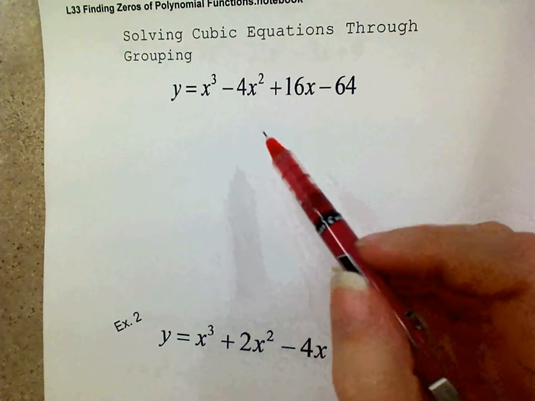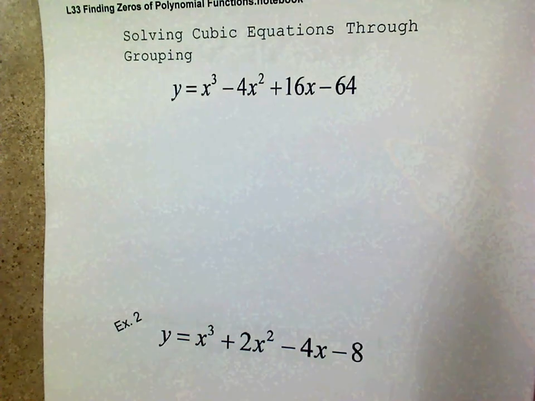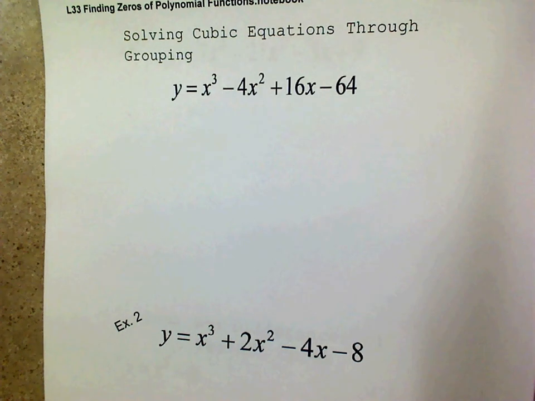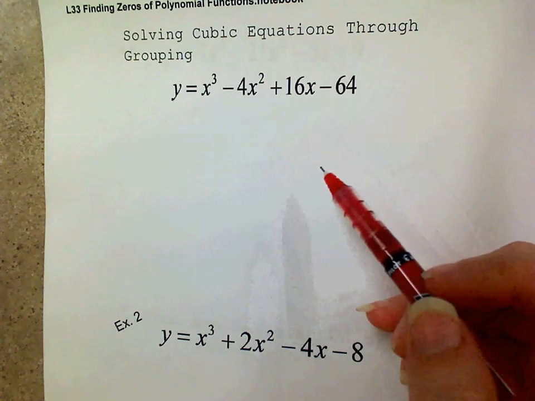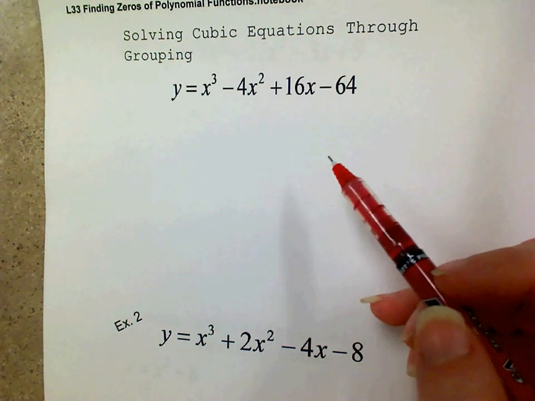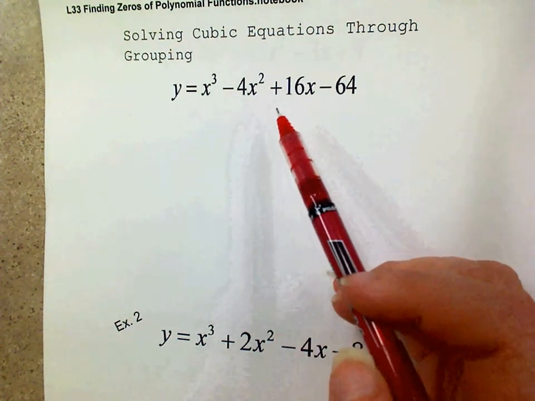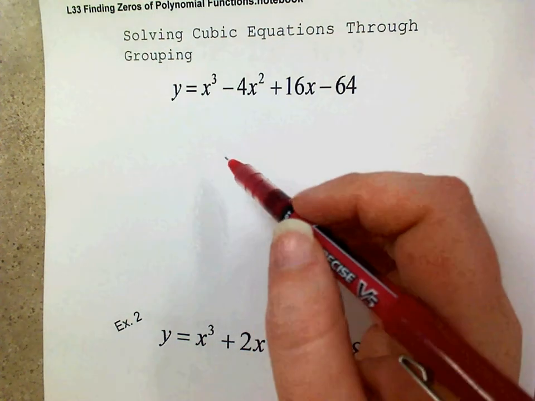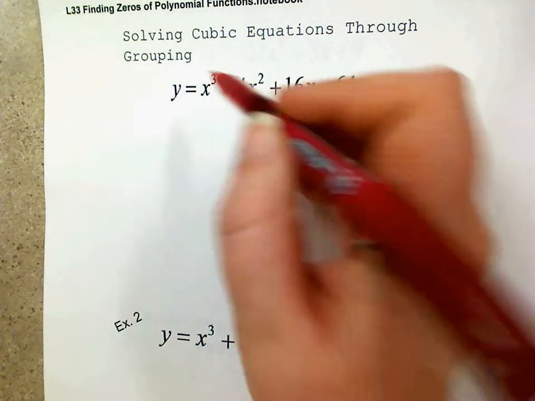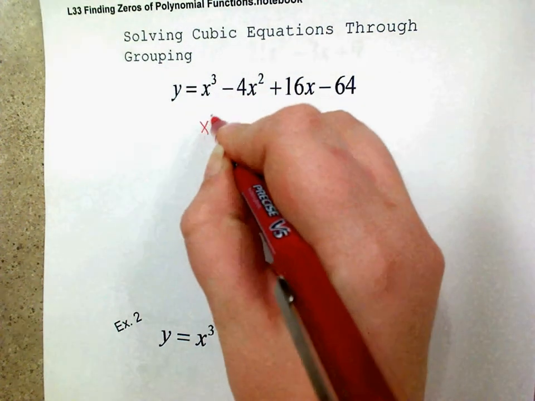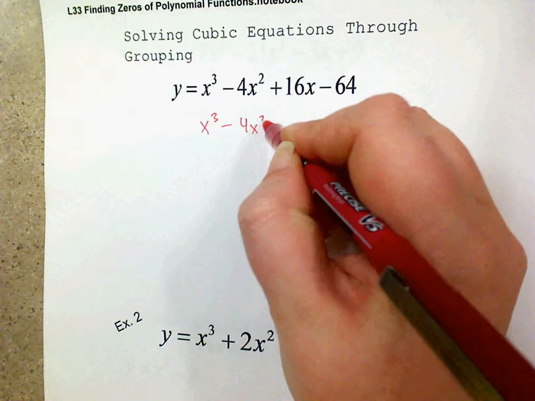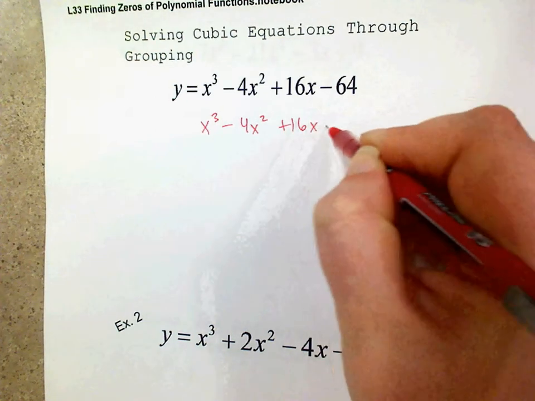Okay, so I've got x cubed minus 4x squared plus 16x minus 64, and I want to know, can I find the zeros of this just by factoring or looking at the function and figuring it out? What I know is that grouping only works if specific conditions are met. There's four terms. If I were to try to solve this, rewrite it, but this time set it equal to 0.